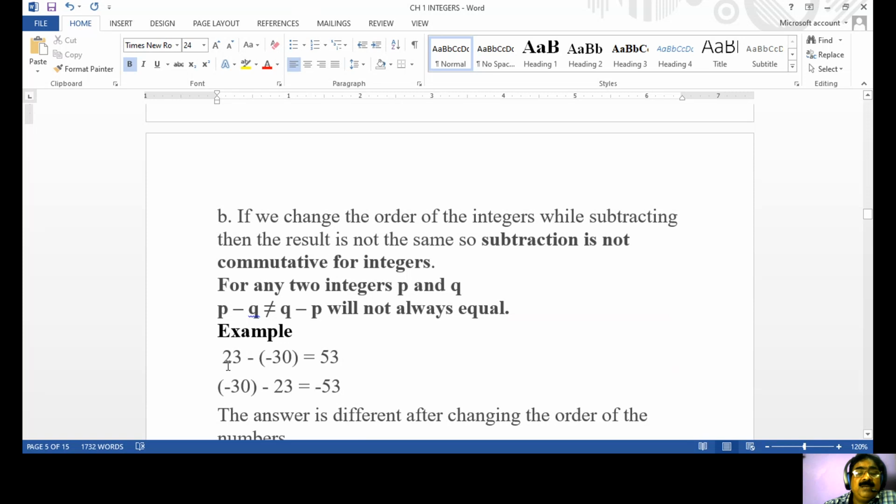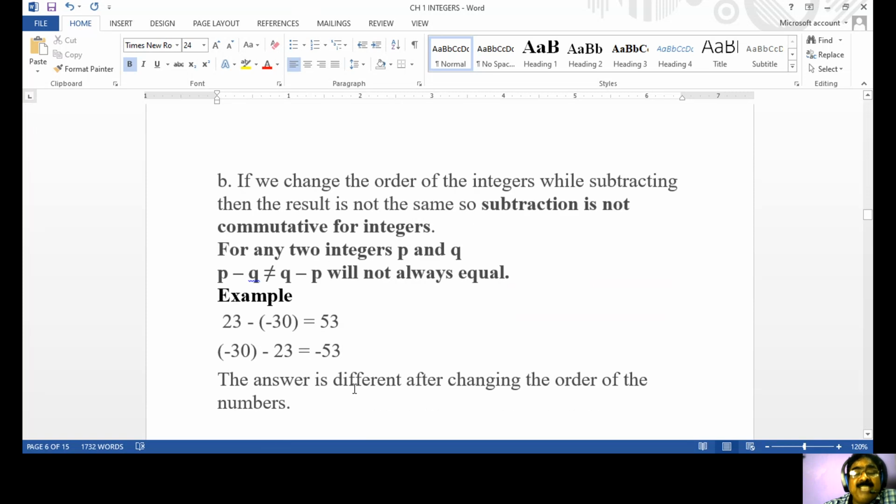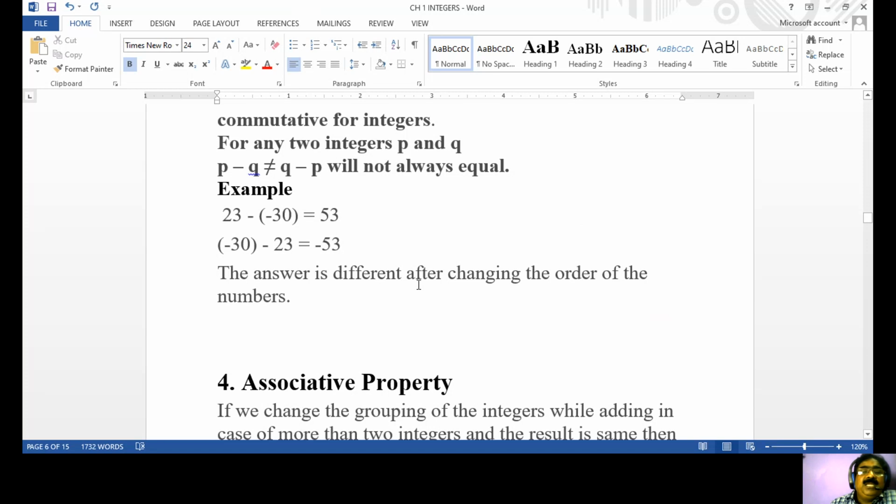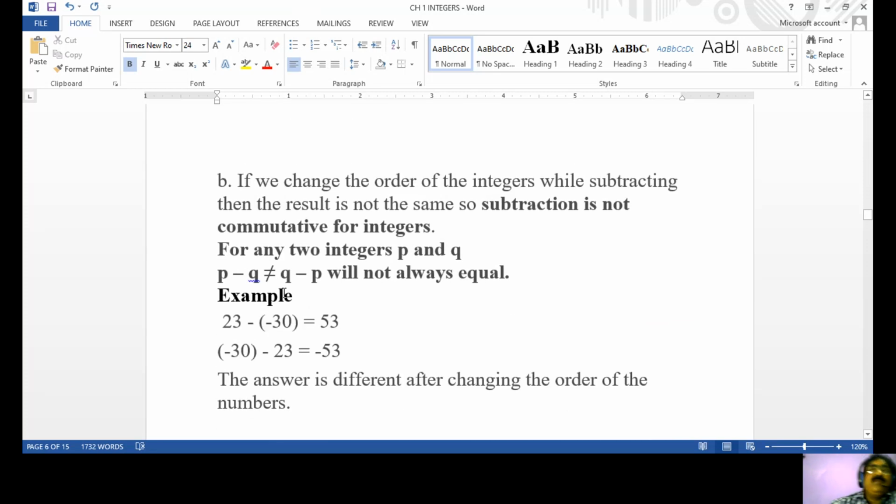For example, 23 minus 30 will be minus 7, but 30 minus 23 will be 7. The answer is different after changing the order of the numbers. So we can say the subtraction is not commutative for integers.